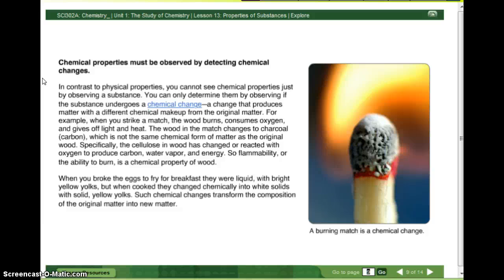Okay, so while you know that yes, wood can burn, you can't actually see the burning unless it's actually doing the chemical change. So that's what it's talking about. When you broke the eggs to fry for breakfast, they were liquid with bright yellow yolks, but when cooked, they changed chemically into white solid instead of the clear liquid with solid yellow yolks. Again, not a phase change because we added heat and we went from liquid to solid. So that's a big indicator that it was a chemical change. Such chemical changes transform the composition of the original matter into new matter.